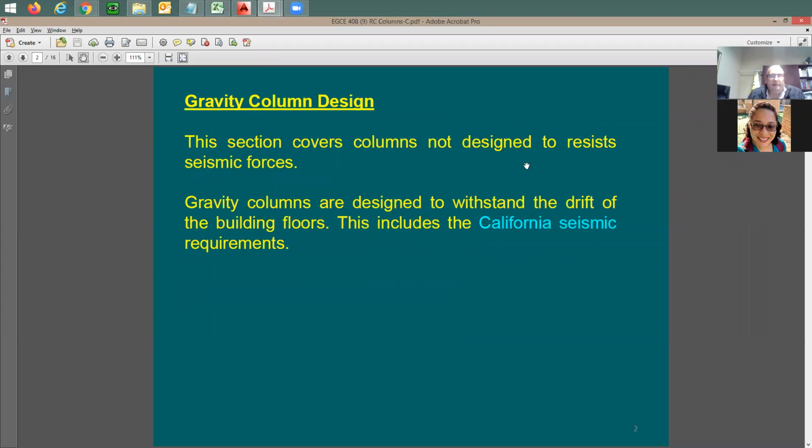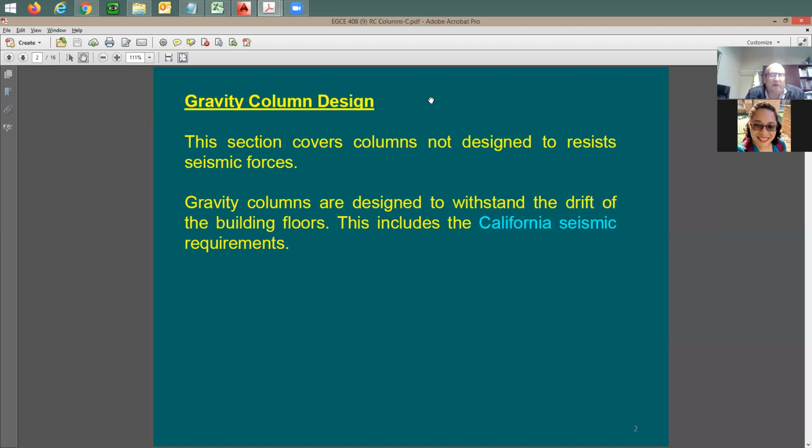So first, I want to be sure that you guys know that we're going to be doing only gravity columns in this course. So now we need to understand the difference between gravity columns and seismic columns. Gravity columns mean those columns supporting gravity loads. Gravity load means anything related to the weight of the structure itself: dead load, live load, any equipment weight. This is going to be called gravity columns. Something that is based on the weight.